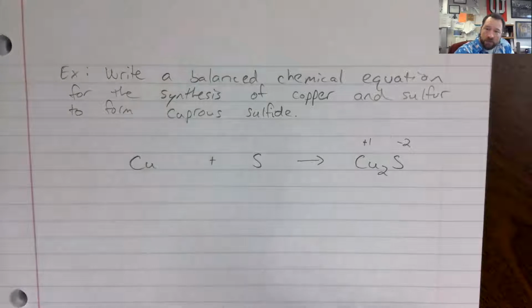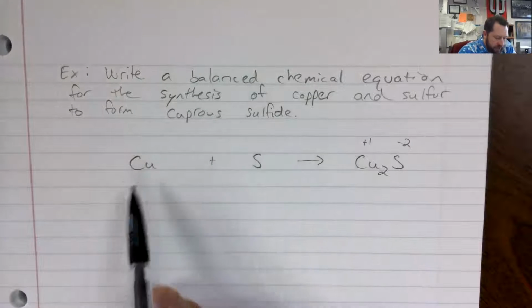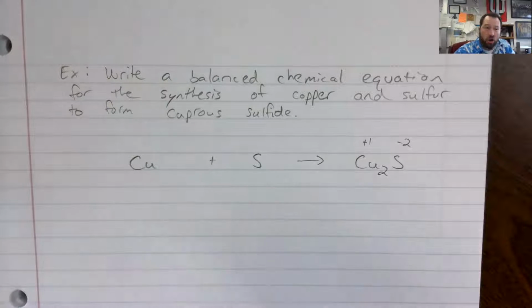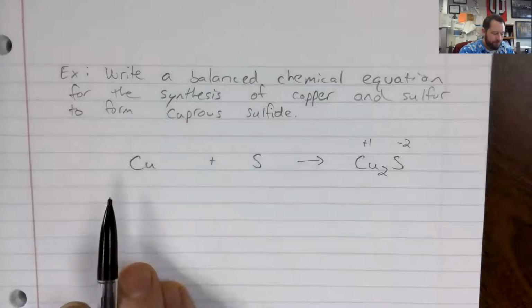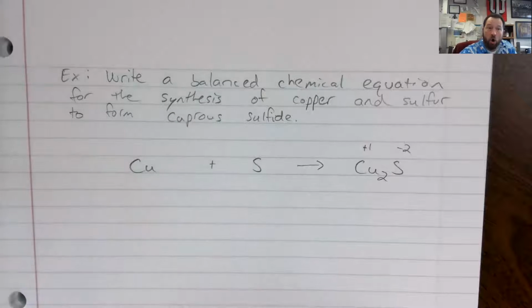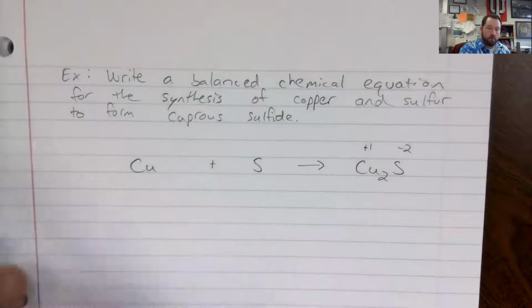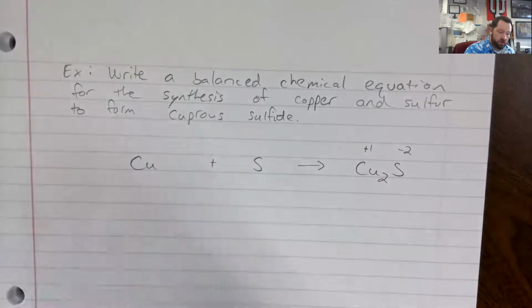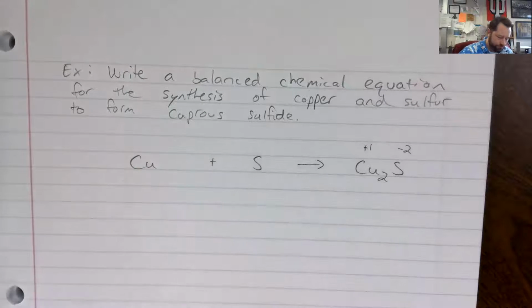Before we move on to balancing for coefficient, let's double check. We've got elements by themselves. Are they diatomics? Always make sure you do that. Always, always, always. If you forget a diatomic, you're going to give yourself a headache trying to balance. So our 7 diatomics are Hofbrinkel, so H, O, F, Br, I, N, Cl. Hofbrinkel. Neither Cu nor S was in there, so no subscripts for these guys.